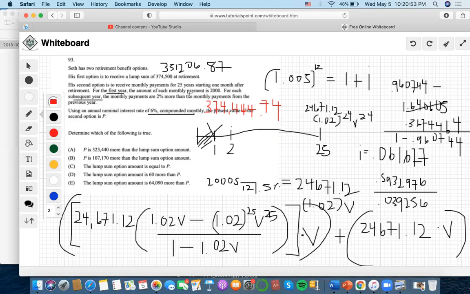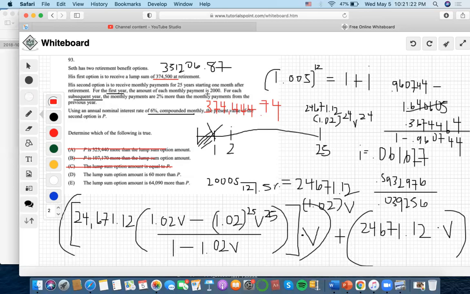Now we're going to compare to the lump sum, right? So it seems like more than or equal to, well, it's definitely not equal to. So the lump sum is 374,500, and we have 374,444. So the lump sum option is definitely more than P, so we're going to get rid of A and B.